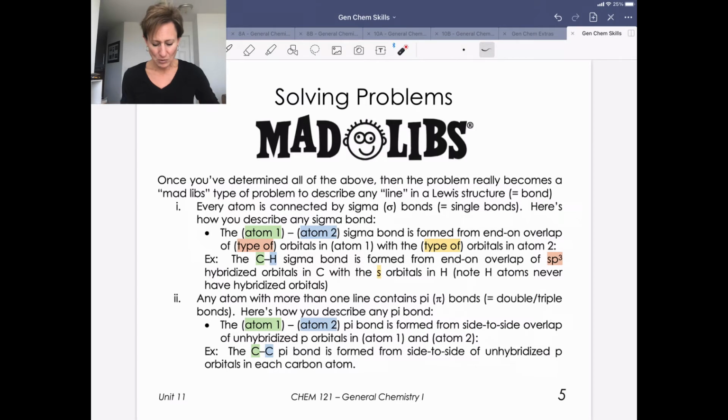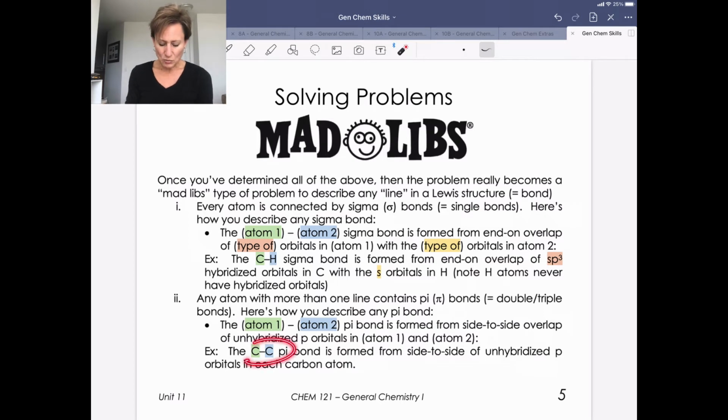Also, if you're talking about a piece that's only forming one bond, you won't have hybridized orbitals with that either. Any atom that has more than one line connecting it to another atom, we're going to have double or triple bonds. These are going to be pi bonds. Here's how you'll describe any pi bond. Again, we need to say the atoms that are connected. We're going to say this atom and this atom pi bond is formed from side-to-side overlap of unhybridized p orbitals in this atom and this atom.